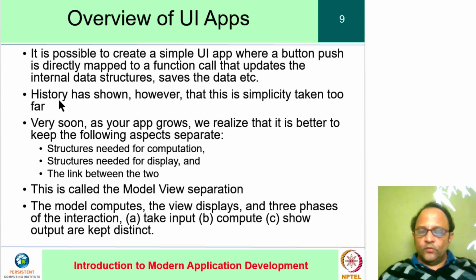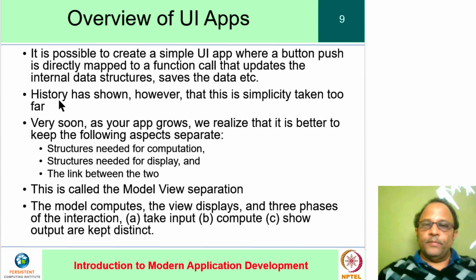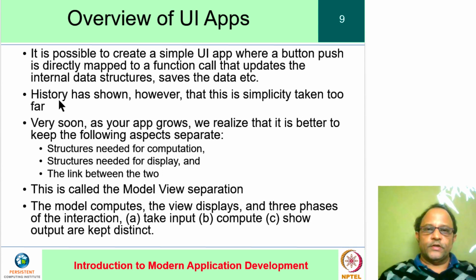Let us start with the overview of the basic structure of user interface applications. It is possible to create a simple UI app where the push of a button is directly mapped to a function call, and this function call, like any other function call in a normal program, would go around updating various data structures. Various simple UI building tools do take this approach because this approach is easier to get started with.